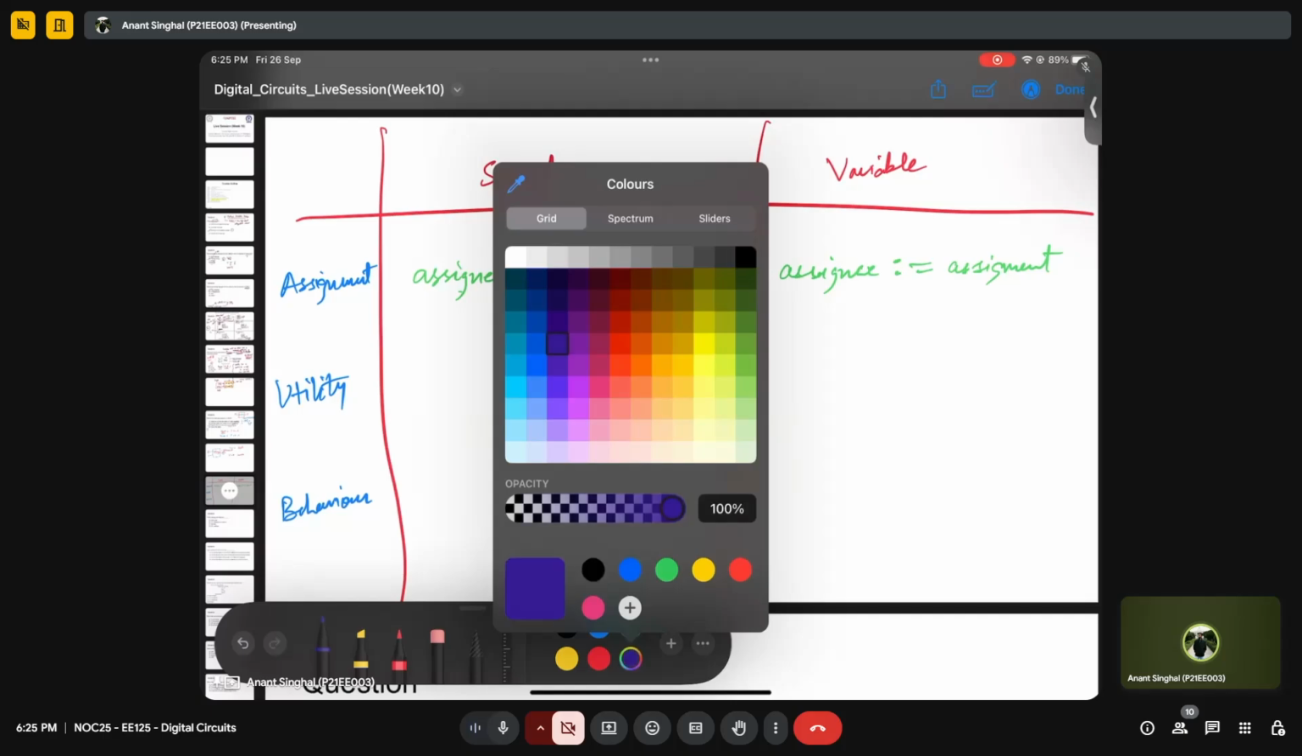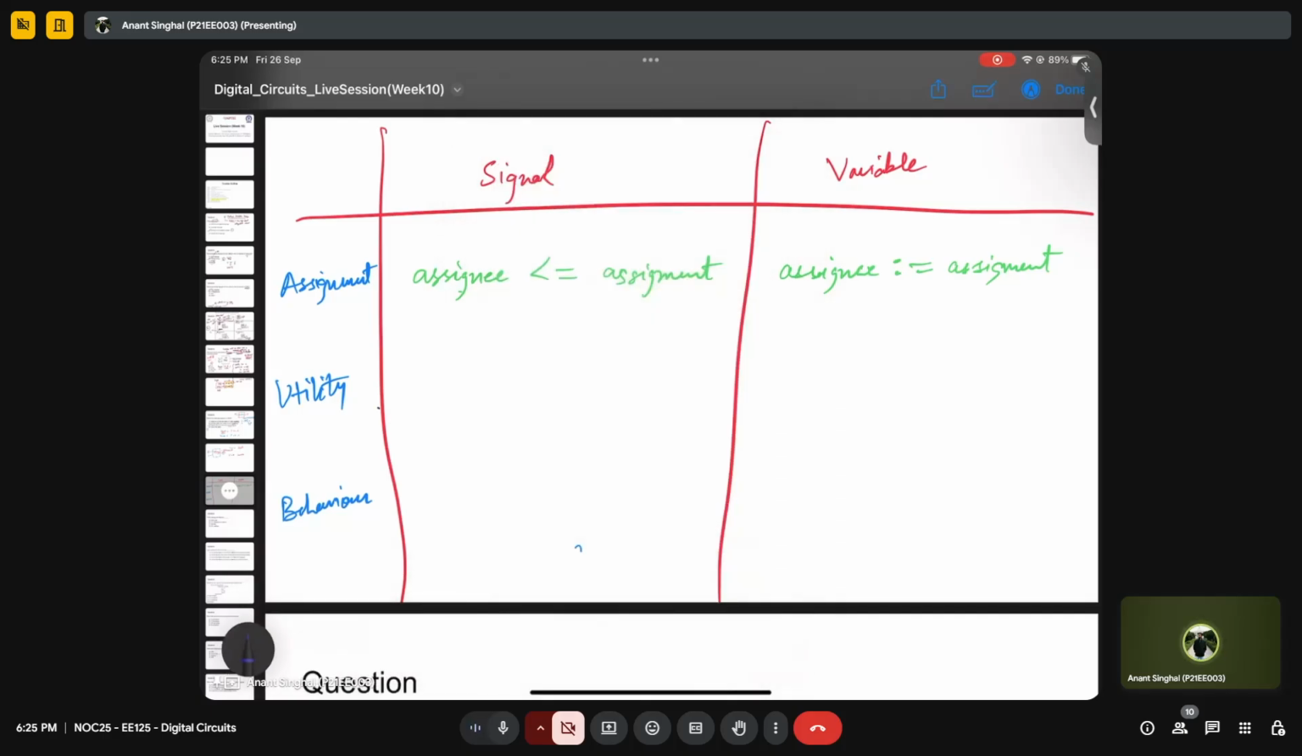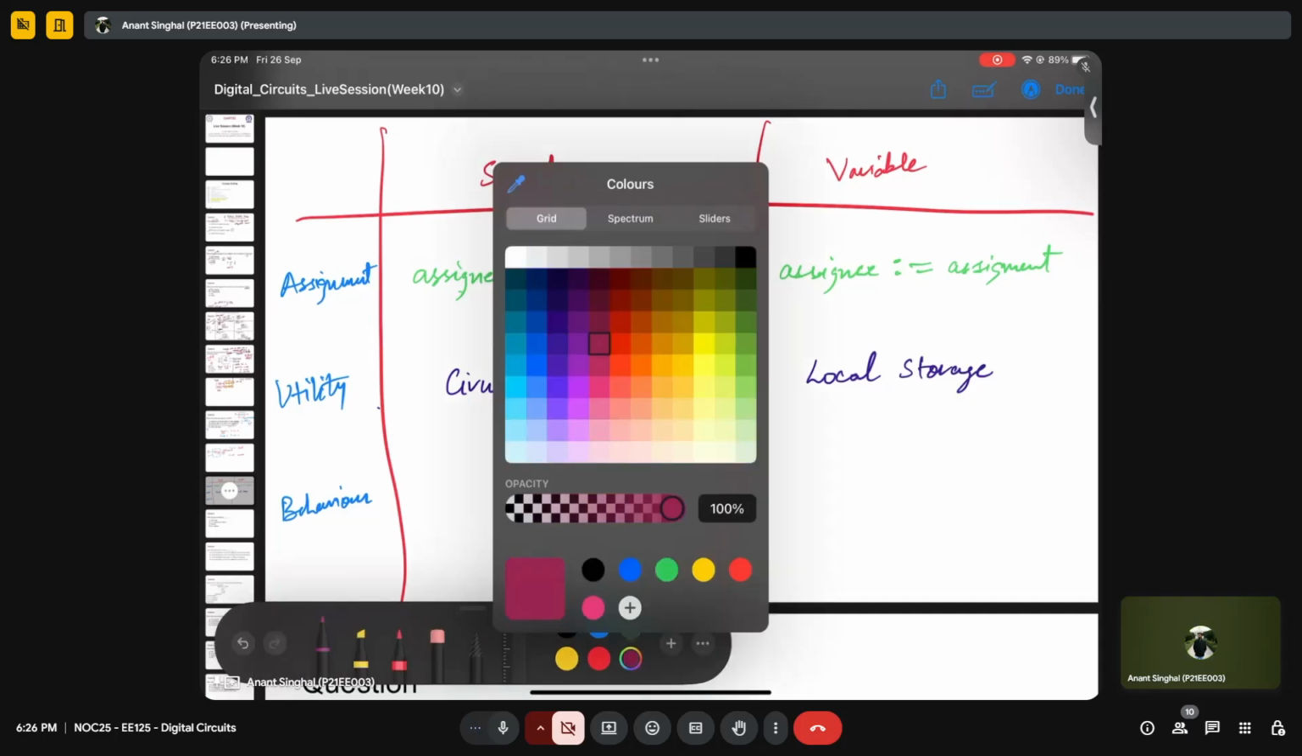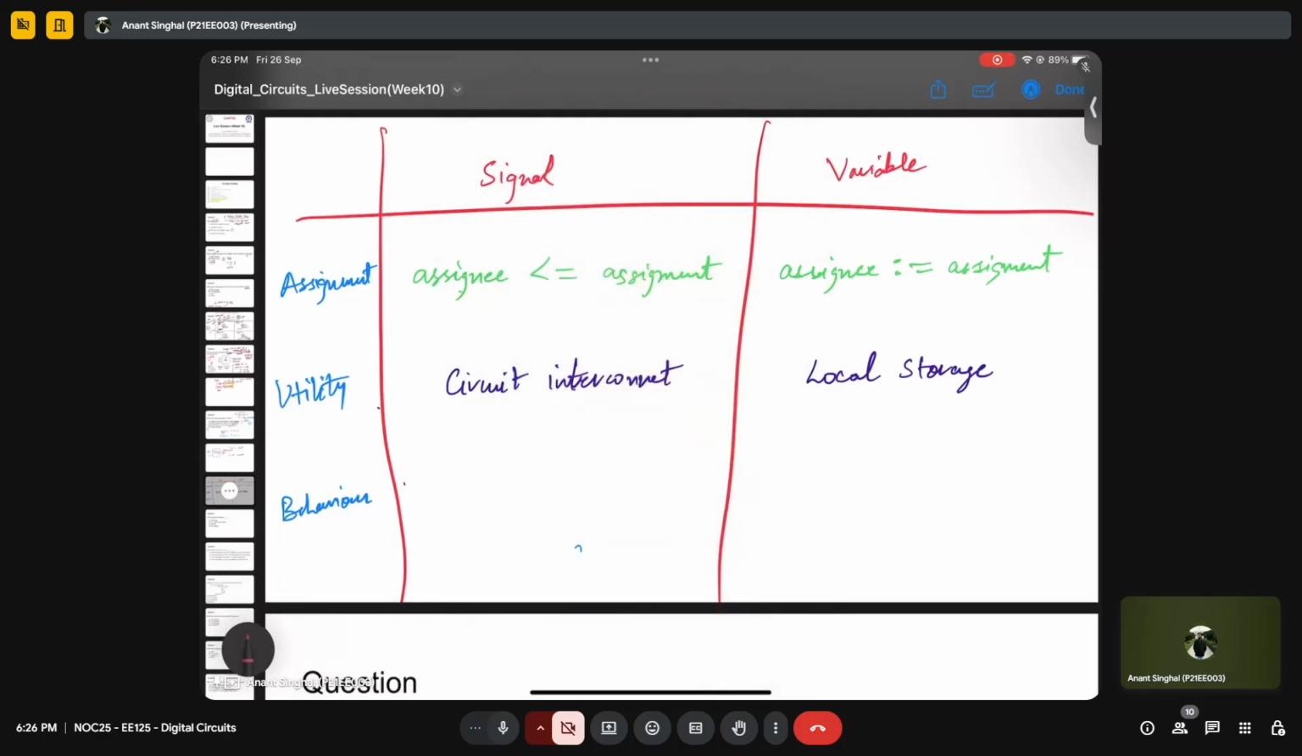Then the second thing is utility. Utility means a signal represents a circuit interconnect. As I just said, there is an actual wire and there is some delay, and it follows event scheduling. Whereas a variable is like storage, it just gives out the value, it is not processing anything. Then third is the behavior: a signal gets updated at the end of the statement because it is processing, whereas a variable is updated immediately, whatever value you assign is there without any processing.